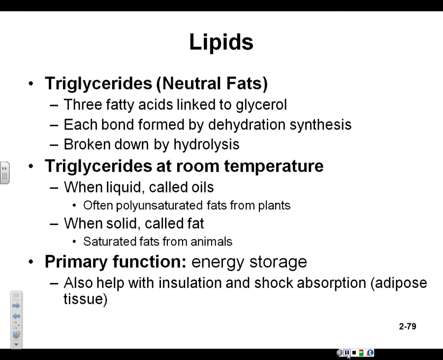Alright, so again, triglycerides are neutral fats. You got 3 fatty acids and a glycerol. They are made by what? Dehydration. That means you remove water to combine it. They are broken down by adding water. Triglycerides, again, liquid, oil, polyunsaturated, from plants, healthy for you. When they're called fat, they're saturated. These are from what? Animal. There you go. All right.